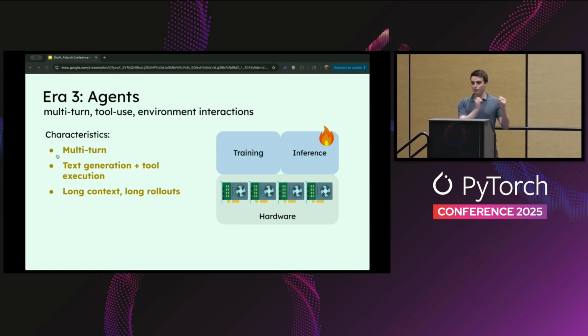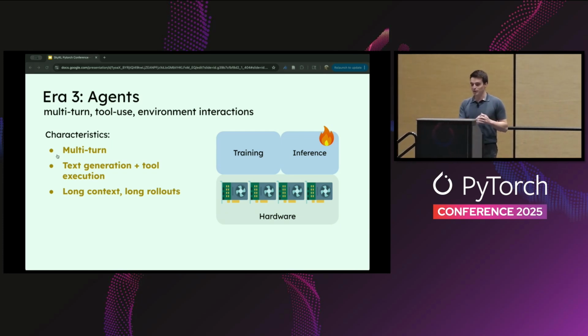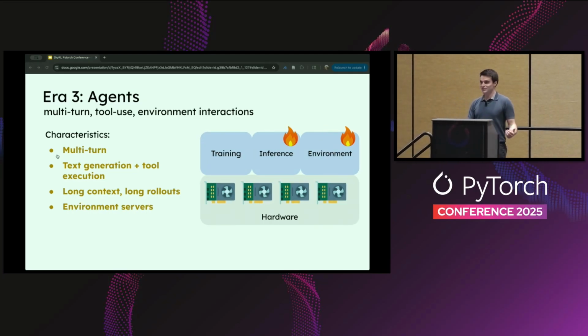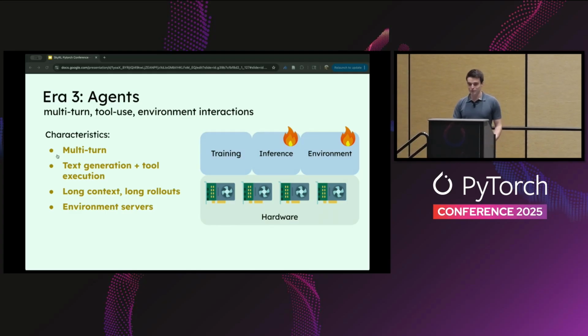And even more so compared to training reasoning models, the context and the rollouts are only getting longer, especially because of this multi-turn behavior. And also, we have this third component we now add to our training loop, which is the environment servers themselves. As I said before, you now take policy model rollouts, interpret them as actions, and go execute them in these servers.